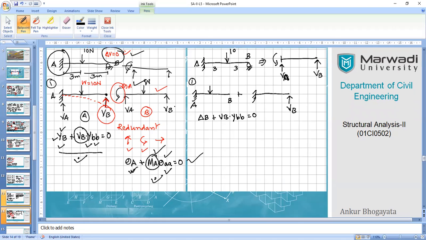You can use Y here also. It is not compulsory to use delta. You can use capital YB, which shows the deflection due to the external load, that is 10 Newton over here. Now how to get the deflection at point B due to external load, and how to get the deflection at point B due to unit load, that we have to find out. The value of this will be, let's say, 1. All right, so now we can start the solution.